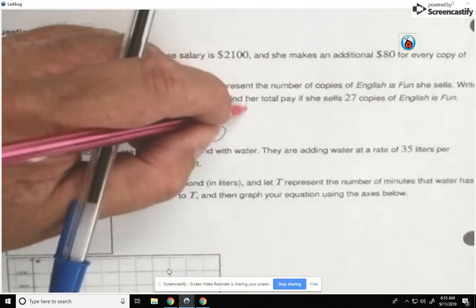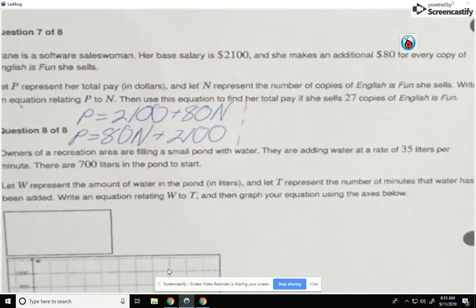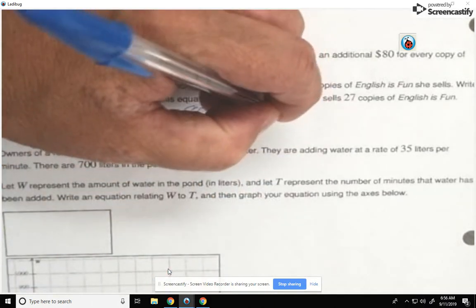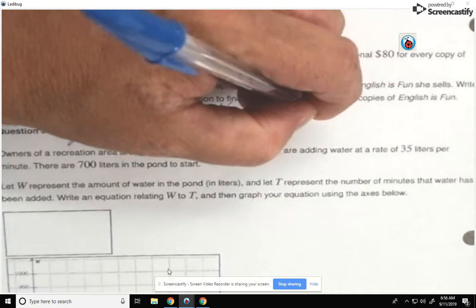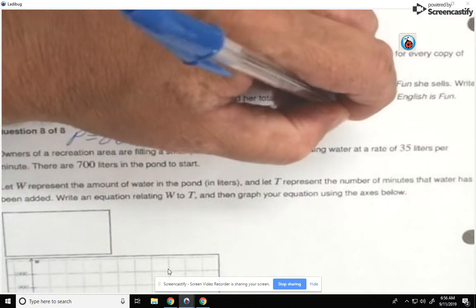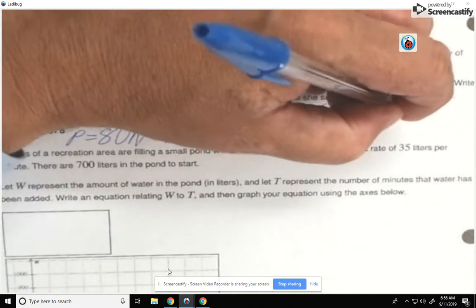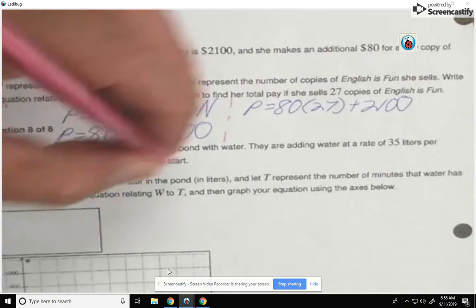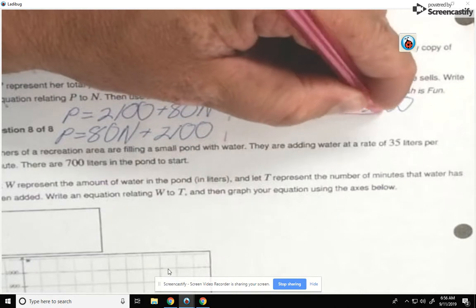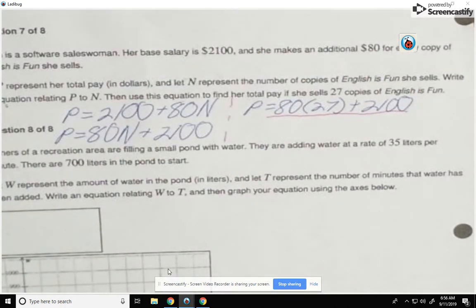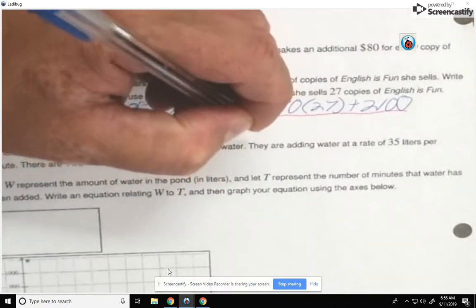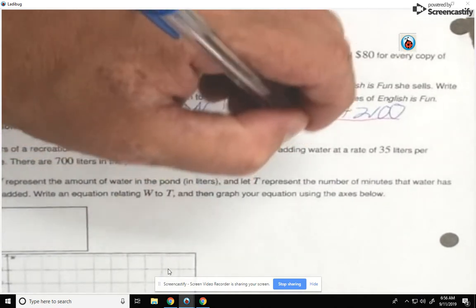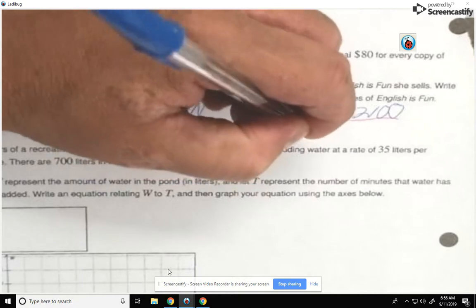Okay, the second part of it asks us to solve it for when she sells 27 copies. So here, all we have to do is replace N with 27 to get 80 times 27 plus 2,100. Then plug this into your calculator to get P equals 4,260.